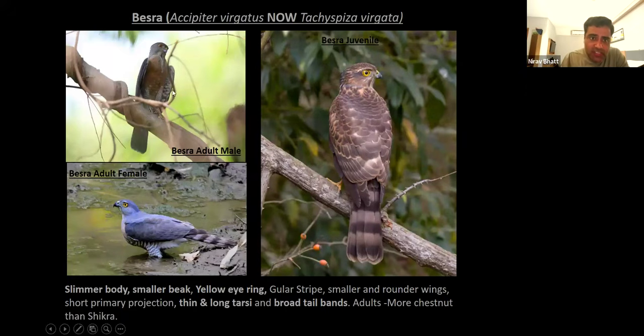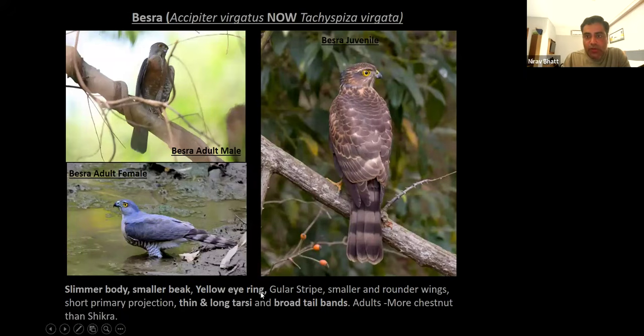Now, the identification here is the adult male, adult female, and the juvenile. The main pointers are a slimmer body. The body is much slimmer in comparison because this is most likely to be confused with Crested Goshawk. Then it has a very small beak, similar to Sparrowhawk. The females are larger and a little more bulky than the males, so the beak is slightly bigger, but still much smaller in comparison to all the other accipiters.